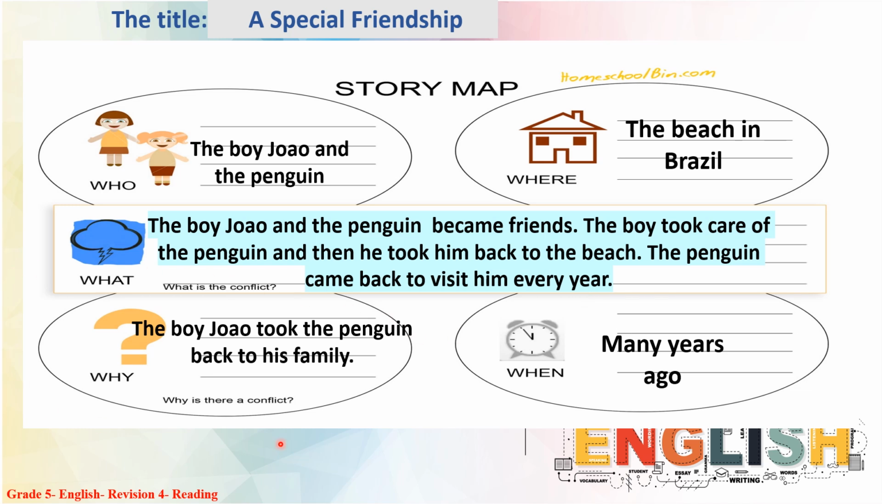And finally, why? Why is there a conflict? What is the meaning of a conflict? It means a problem. Why is there a problem in the story? There is a problem when the boy Joao took the penguin back to his family. A good job, boys and girls.